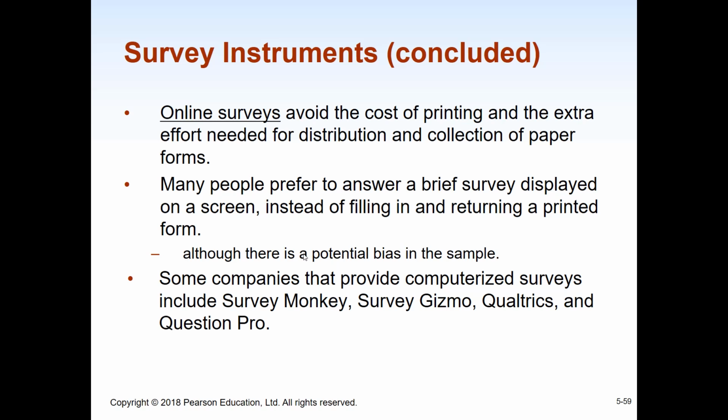However, some companies that provide computerized surveys include some features that they can distribute this survey using different forms of communication, like social websites or emails and others. Some of the website or survey providers nowadays are SurveyMonkey, Survey Gizmo, Qualtrics, and Question Pro.